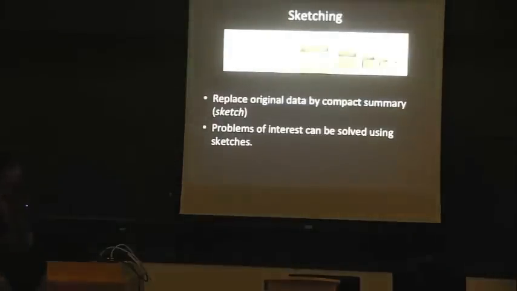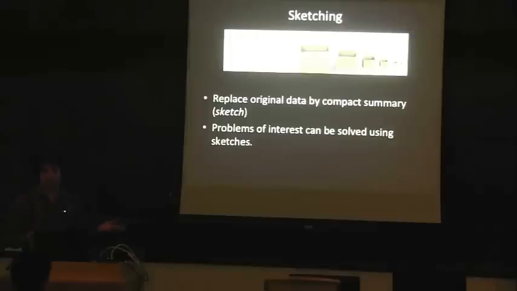So one kind of model that's used, and we'll see later on in the lecture, is the idea of taking our large data set and somehow reducing it to a smaller size. It turns out that we can do this in many cases. Replace the original data by some kind of compact summary, such that by discarding the original data and just looking at this compact summary, we can actually answer the questions that we care about.